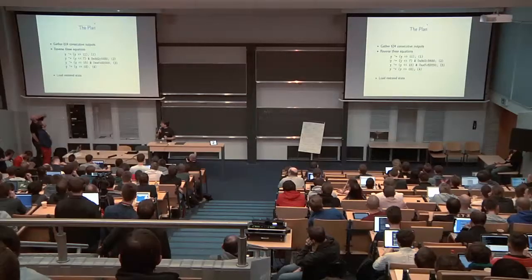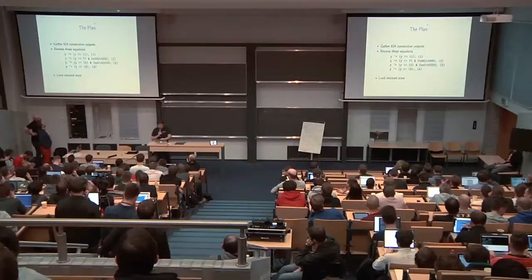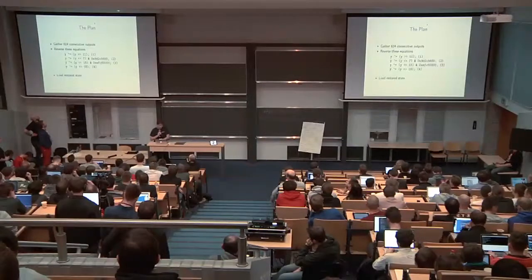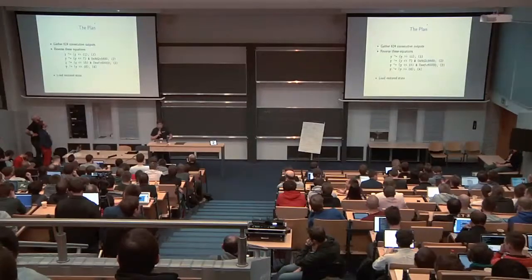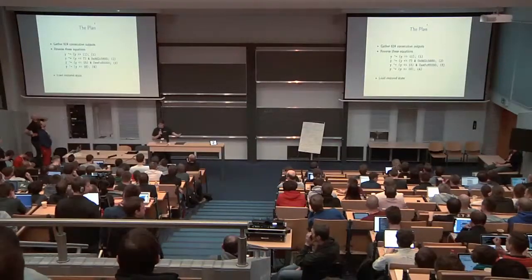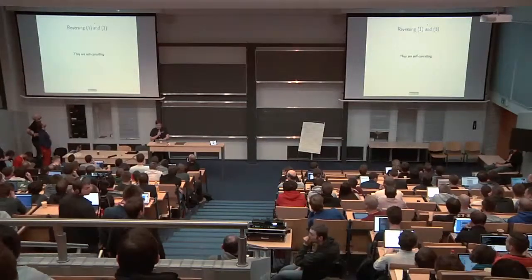So the plan is to get 624 consecutive outputs. That's the easy way. They don't have to be consecutive, but in this case, I've implemented it to be consecutive because that's easier. And then reverse these equations, which look kind of hard but are kind of simple to reverse, and then load the restored state and generate the next numbers that will be generated by the generator.